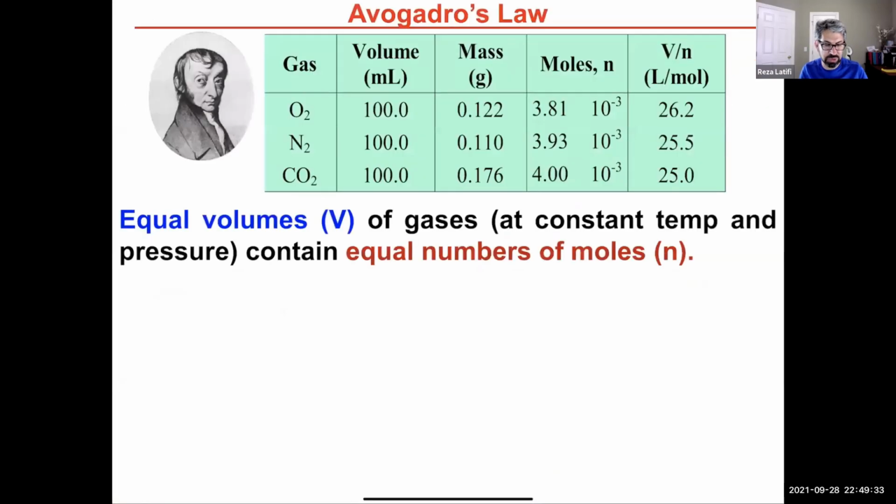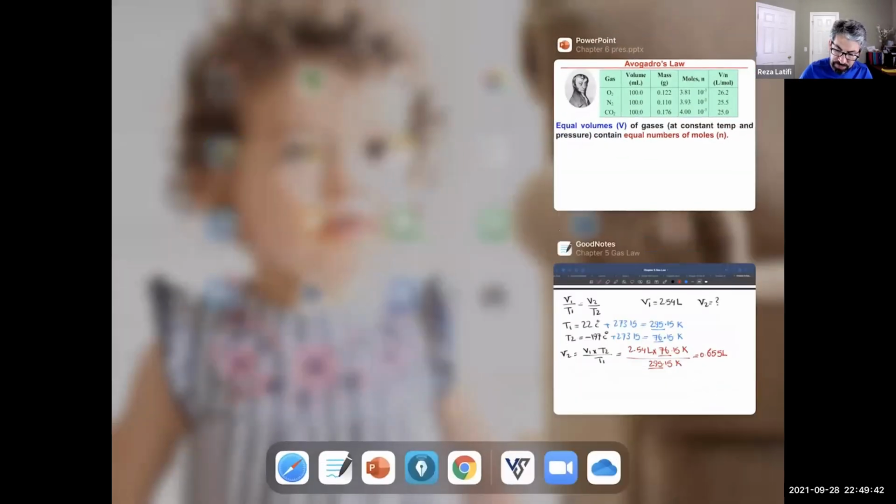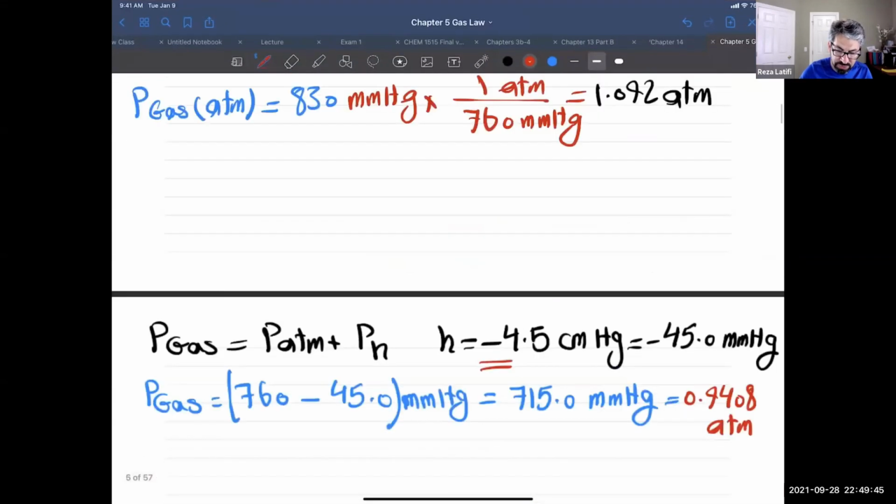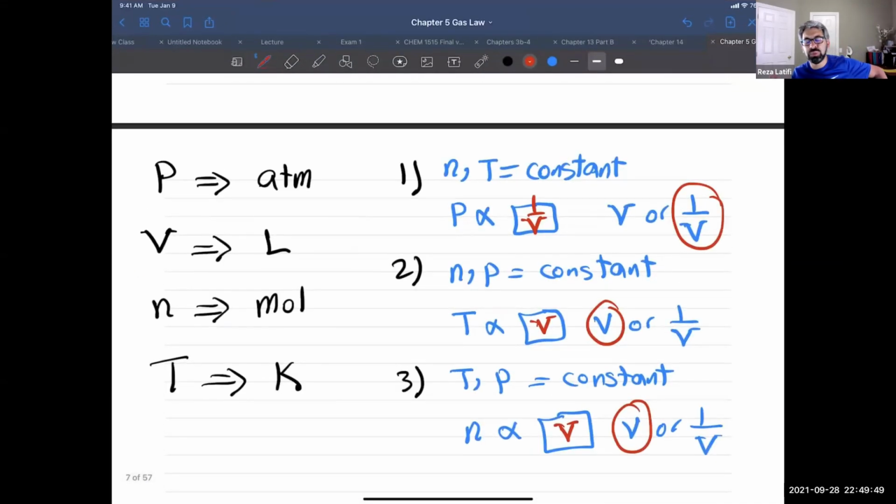Next law will be the Avogadro law. Third one, remember, I said we have three options. I showed you the options here. First one was Boyle's law, pressure directly connected to volume, or volume directly connected to pressure. We kept N and T constant. Second one, we kept N and P constant. Volume directly connected to temperature, and that's Charles's law. So first one, Boyle's law, second Charles's law, and the third one will be Avogadro's law.